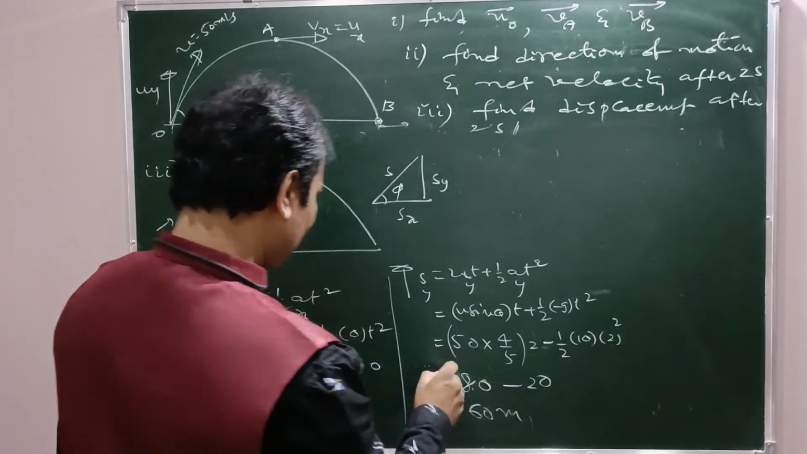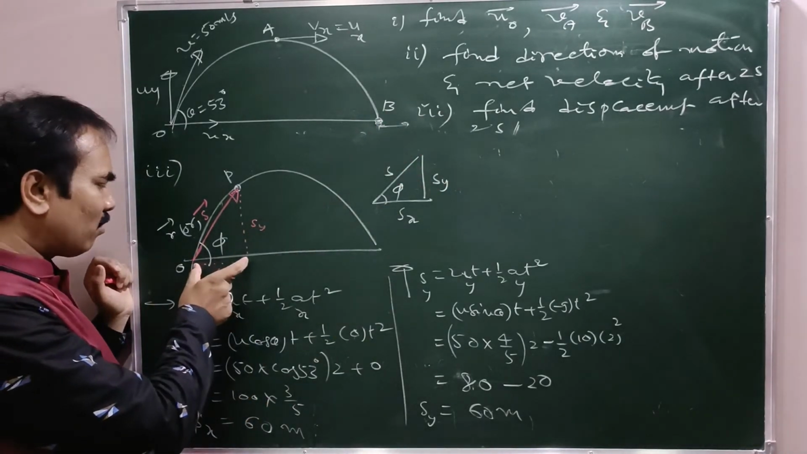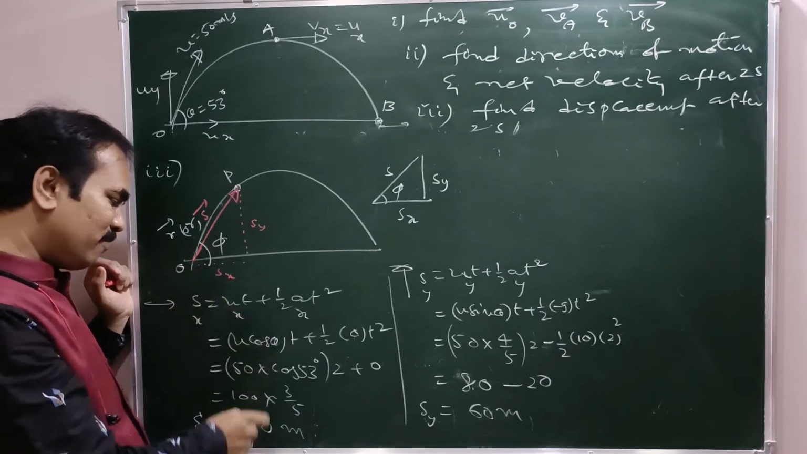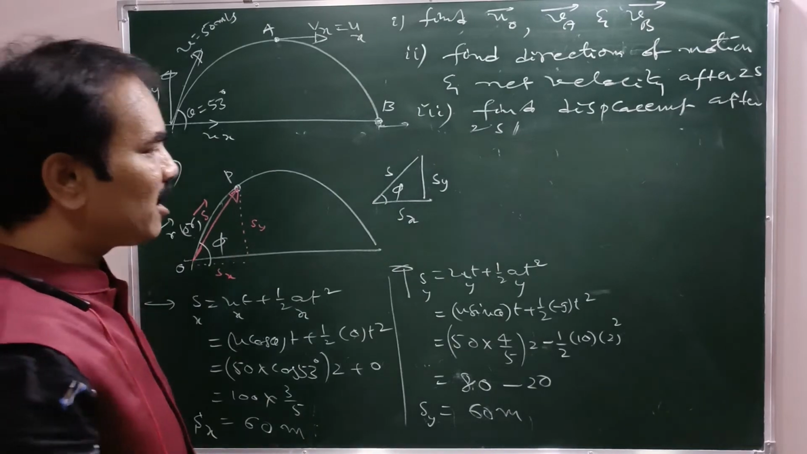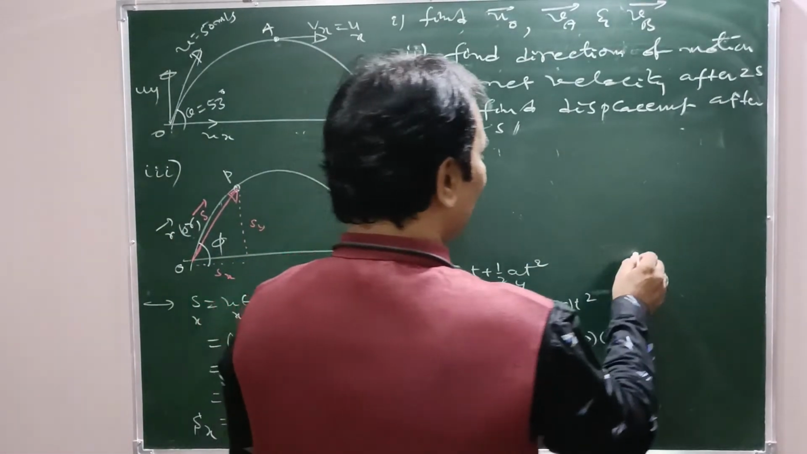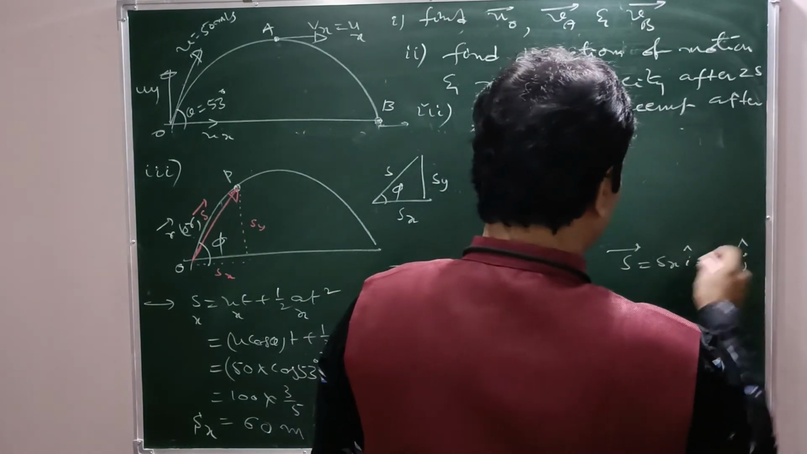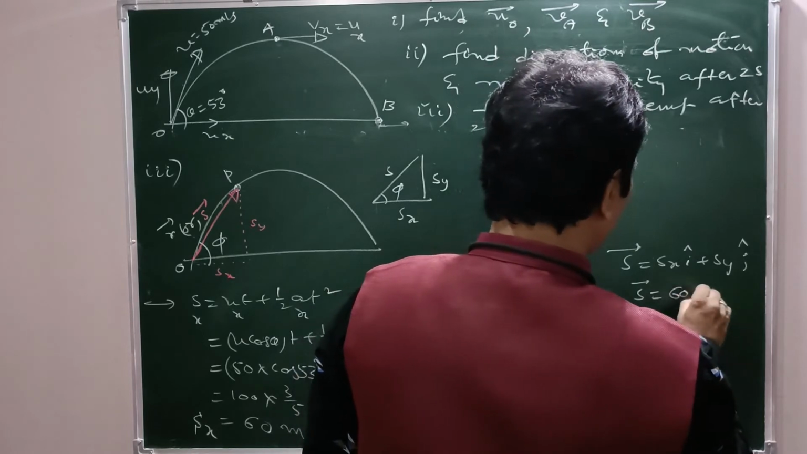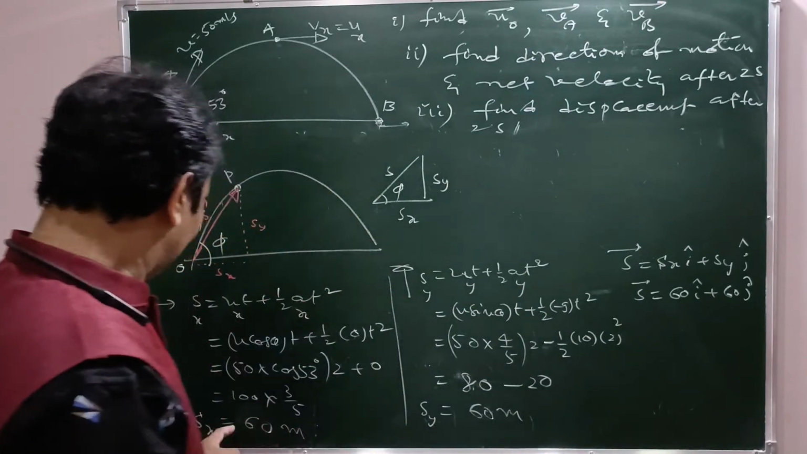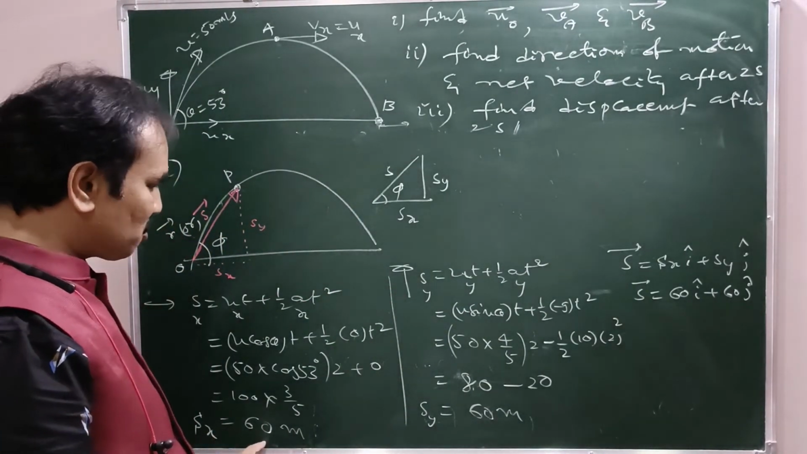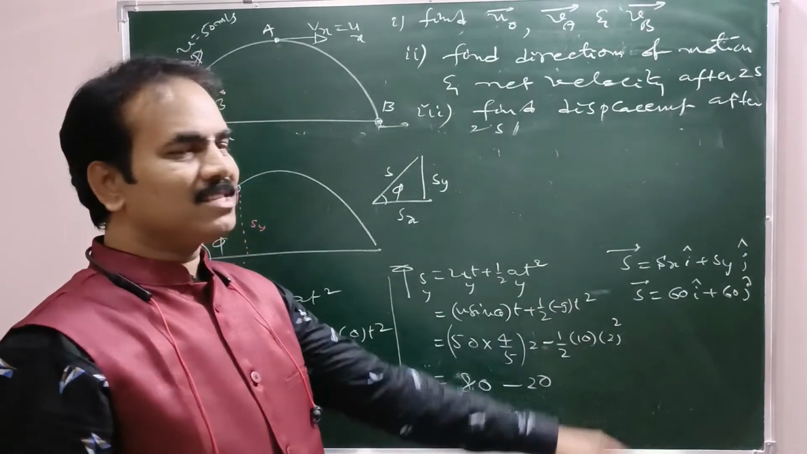Sy is also 60 meters. So in time t equal to 2 seconds, the horizontal displacement covered is 60 meters, and the vertical displacement covered is also 60 meters. Right? In vector notation, how to write? S bar equal to Sx into i cap plus Sy into j cap. That is S bar equal to 60 i cap plus 60 j cap. Right? Both are positive. Sx comes with positive sign, Sy also comes with positive sign.